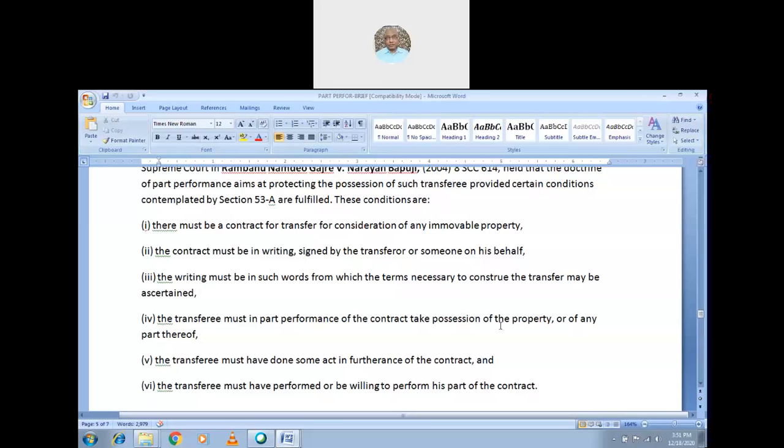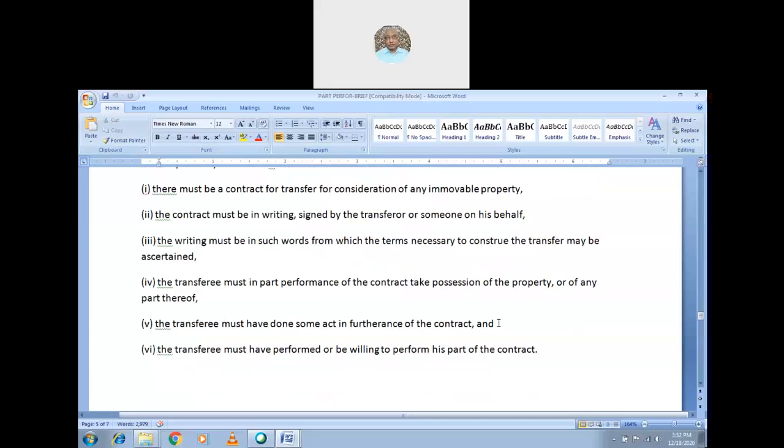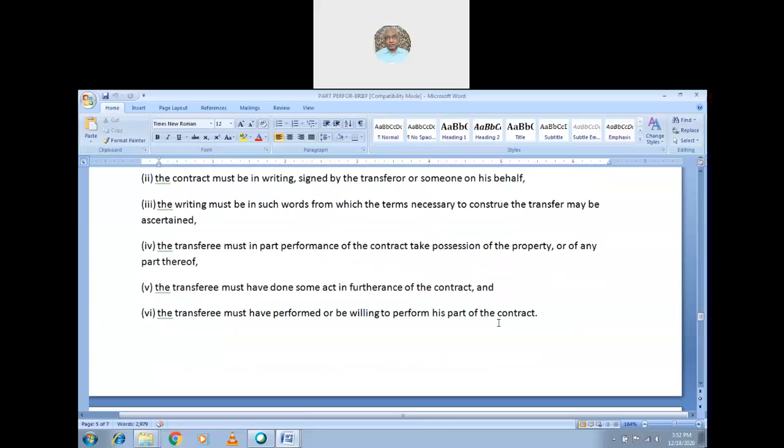Okay, the writing must be in such words. Means that whatever the wording has to be there, that will be very much ascertainable, and it should be specifically said what is the subject matter of the transfer. The fourth one, the transferee must in part performance of the contract take the possession of the property or of any part thereof. Either constructive possession ఉండాలా or actual possession కూడా ఉండాలా.